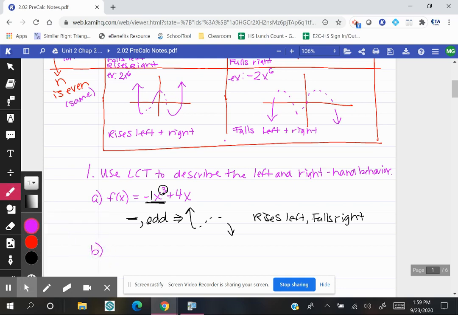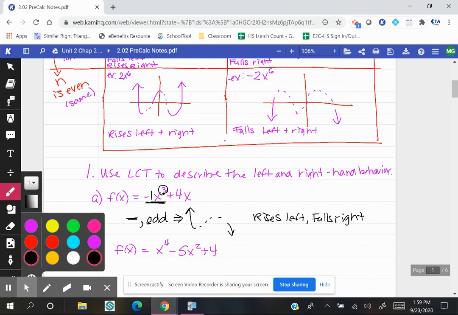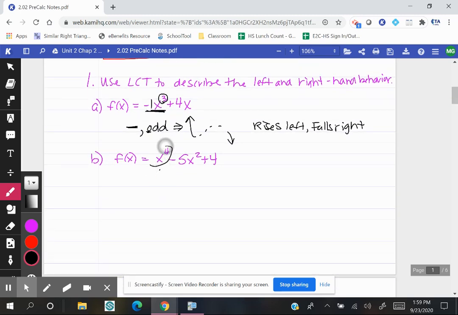Letter B, f of x equals x to the fourth minus 5x squared plus 4. Again, we're looking at that first term. So we have a positive 1, so it's positive, and an even exponent, the exponent is 4. When it's even, they're going in the same direction to the left and to the right, and since it's positive, we know it ends by going up, so that means it's going to start going up as well. Something happens in the middle we don't know, so it should look something like that, telling us it rises left and to the right.